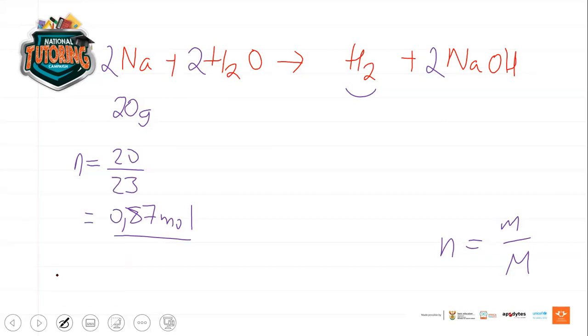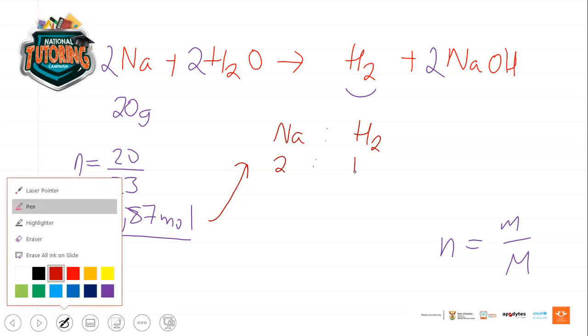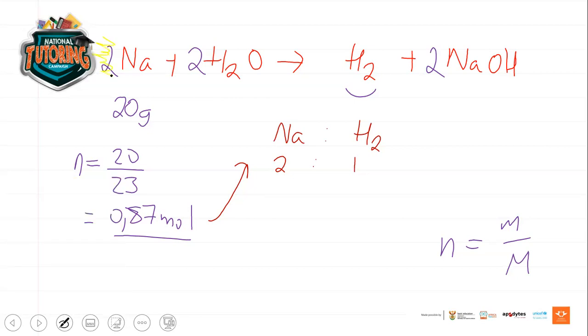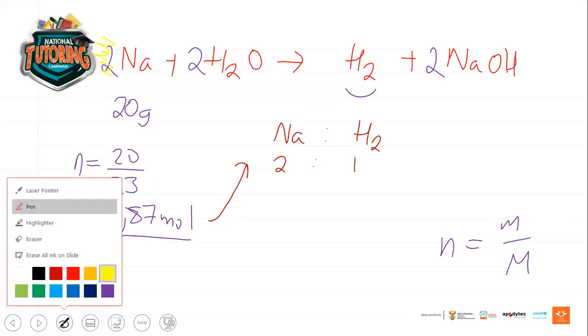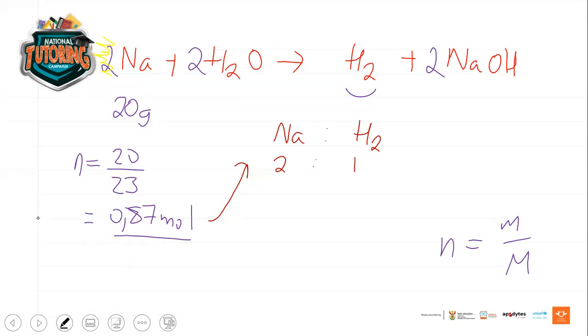So now I have to use the idea of the mole ratio. The ratio of sodium to hydrogen, according to my chemical equation, is 2 to 1. Where am I getting that from? The fact that I know from my balanced chemical equation, where's my highlighter? And I've got 2 sodiums and I've got 1 hydrogen. Remember, you're looking at the coefficients.